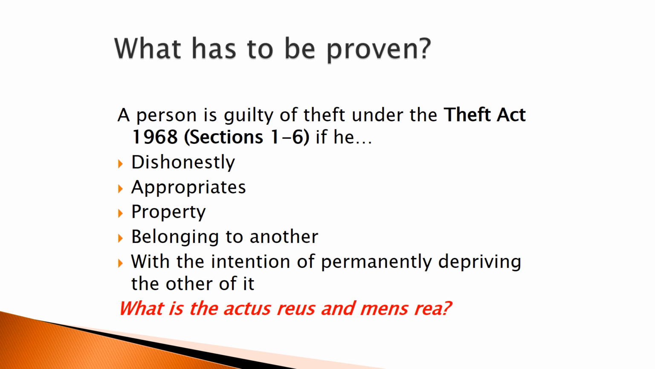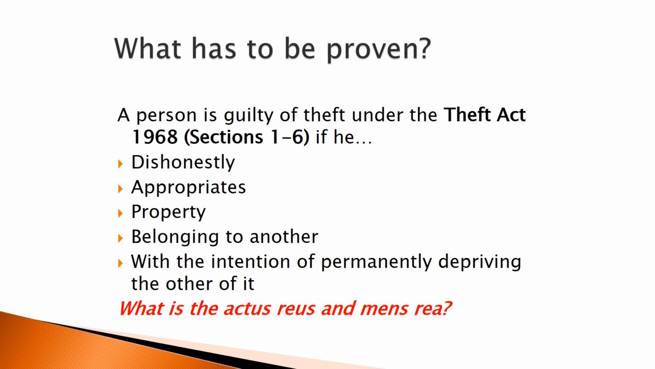So if you write the sections next to each of the elements below, so dishonesty or acting dishonestly would be section 2, appropriates would be section 3, property section 4, belonging to another section 5, and having the intention to permanently deprive the other of it would be section 6.